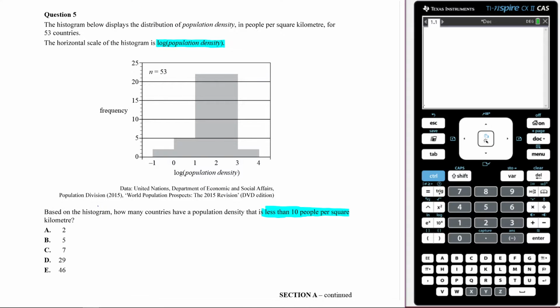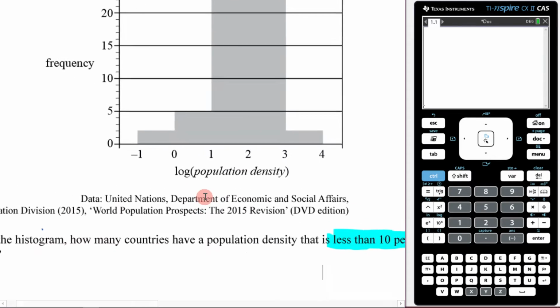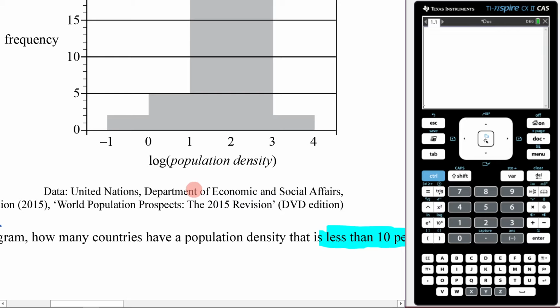Okay, the first thing I'm going to do here is look at my scale and appreciate something. And that is that if this is a log scale, then this 1 is 10 to the 1, so 10. This 2 is 10 to the 2, which is 100. This 3 is 10 cubed, which is 1,000. So 1 with 3 zeros. This is 10 to the 4, which is 10,000. So 4 zeros.